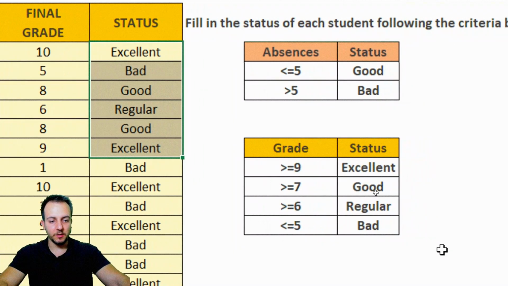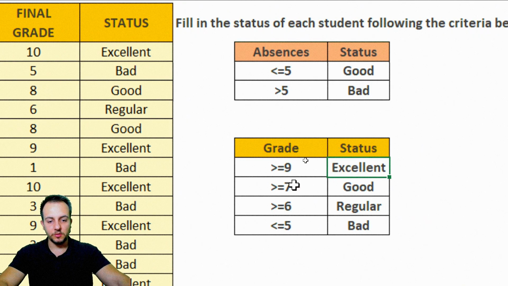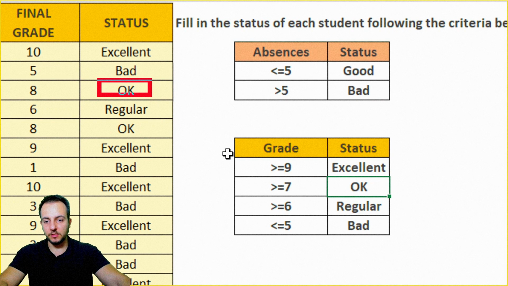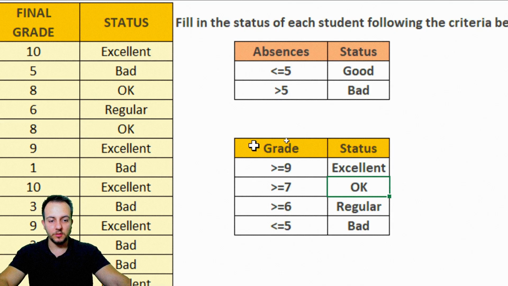So let's say I want to change here the status. So instead of using here, for example, greater than or equal to 7 is equal to good, I want to change it and type it in here. Let's say okay, for example. I'm gonna press enter, and you guys are gonna see that all the status here where I have my function automatically update for me. So this is the benefit of using a function in Excel, a dynamic function.